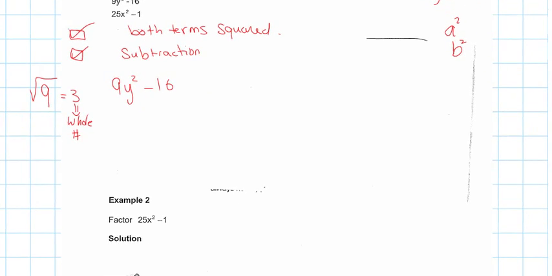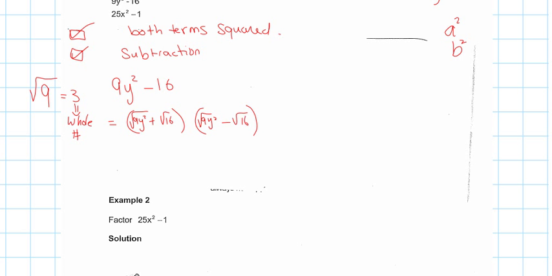You're going to put 2 brackets. In the first bracket, you're going to put a plus. And in the second bracket, you're going to put a minus. It's always going to be 1 plus, 1 minus. Then, for the first spot, you're going to put the square root of 9y squared. Okay? So in both spots, you're going to put the square root of 9y squared. And then in the second spot, you're going to do the square root of 16.